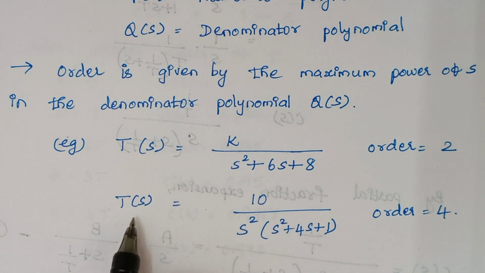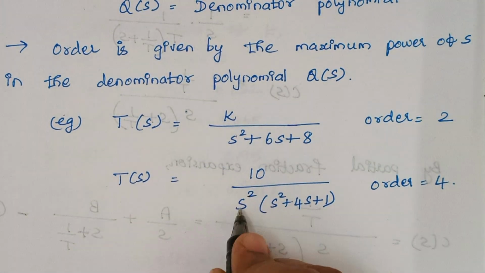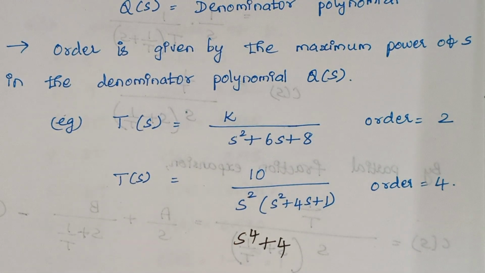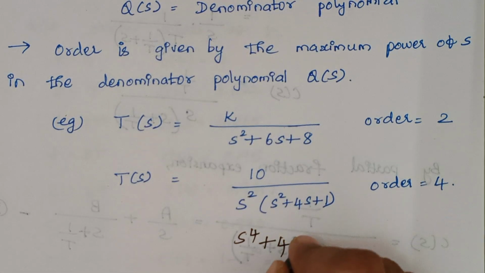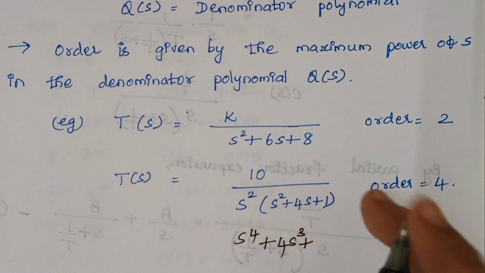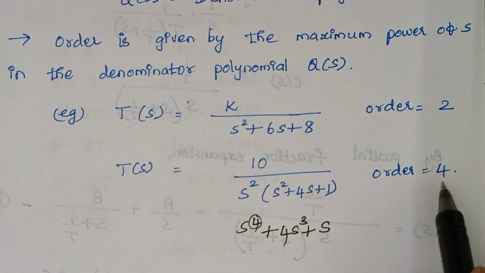The next one, consider another expression. When you observe carefully, here we have s square and here also we have s square, right? So you can just multiply. When you multiply, what will be your answer? s square into s square is s power 4, plus 4 into s square into s becomes 4 s cube, plus s square into 1 becomes s square. Now what is the maximum power of s? It is 4. So here the order of the system is 4.